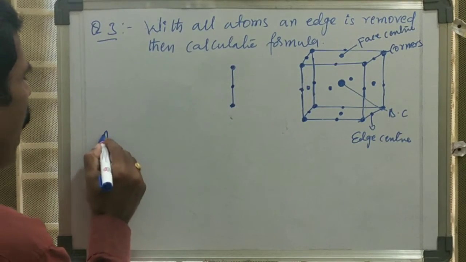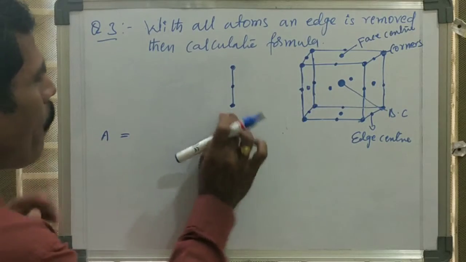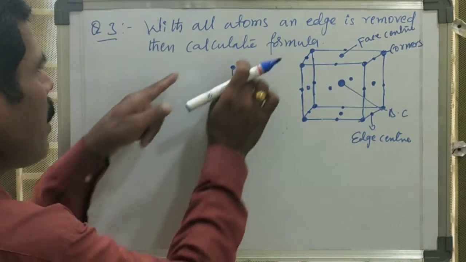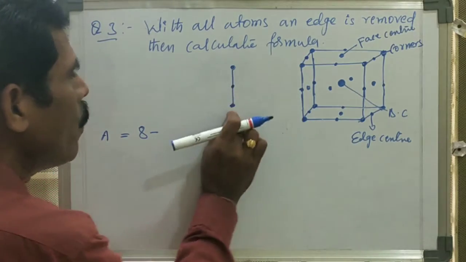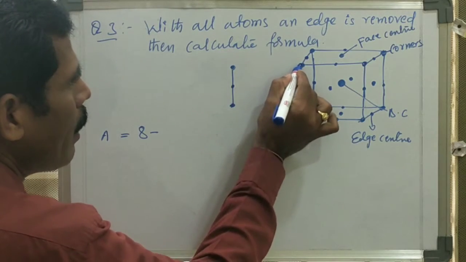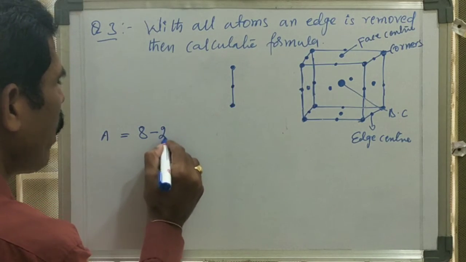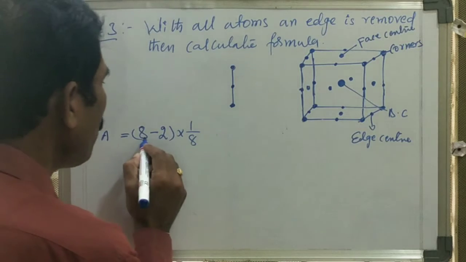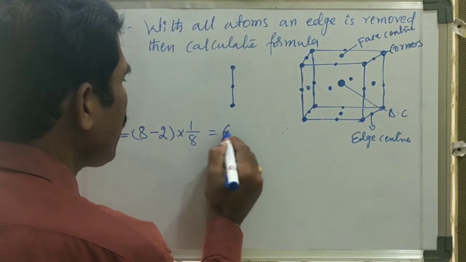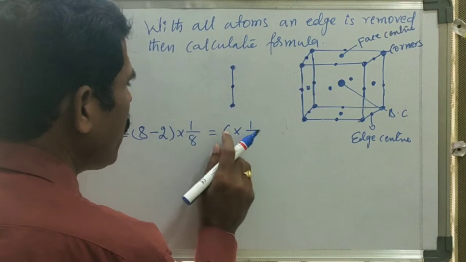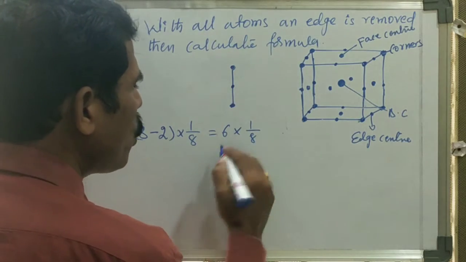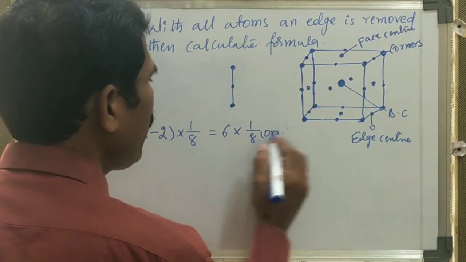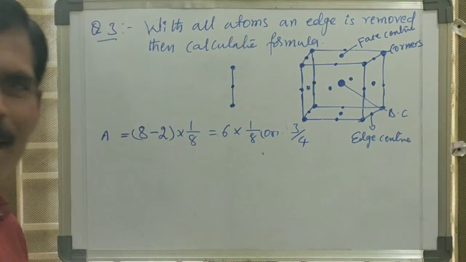Now see, A atoms equal to. Totally how many corner atoms are there? 8 atoms. Based on this question, how many corner atoms are removed? This is 1, this is 1, so 2 corner atoms are removed. Its contribution is 1 by 8. So 8 minus 2, that is 6, into 1 by 8. Finally, you will get 3 by 4 as the answer.